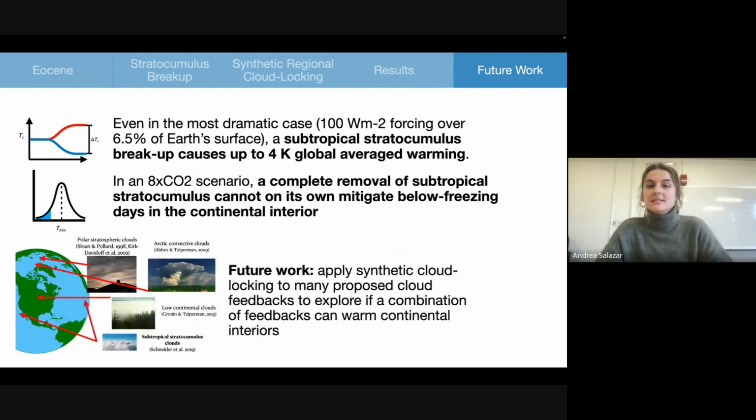But now that we have this synthetic regional cloud locking method, the rest of my thesis is going to be applying it to other cloud feedbacks that have been suggested to be relevant during the Eocene. And we're hoping to see that maybe some combination of these cloud feedbacks that aren't as well represented in the climate models today can kind of work together to help explain these warm continental interiors.